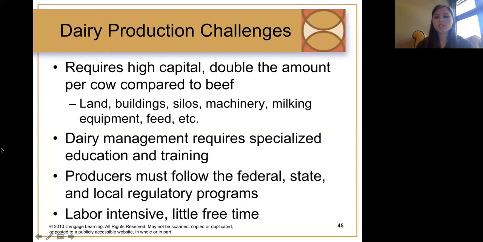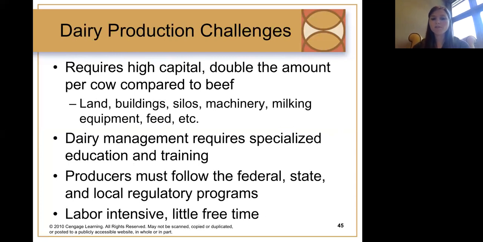So some challenges that come with dairy production: it requires a good amount of money to start, so high capital, actually double the amount per cow compared to a beef cattle operation. You need things like land, buildings, silos, machinery, which you would also need for beef cattle production. But for dairy, you need milking equipment also, which is a big thing, and then feed.